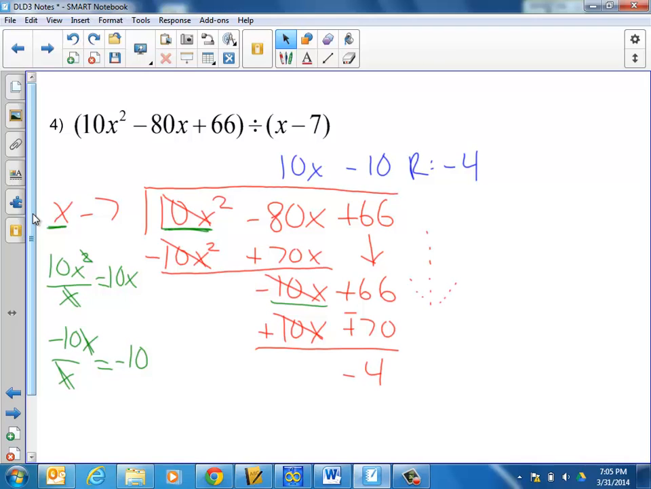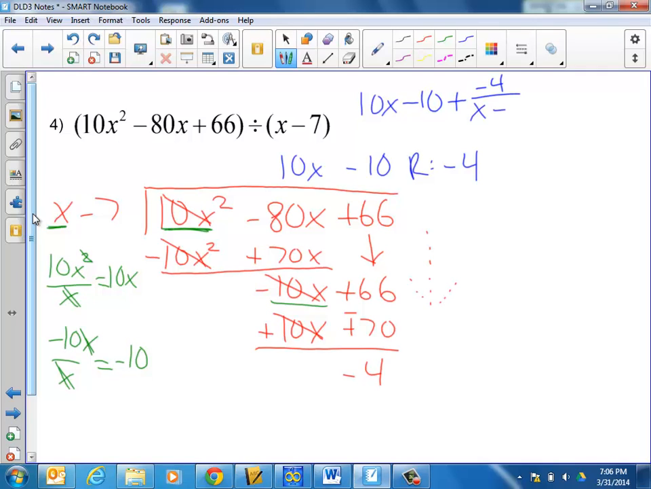Instead of saying remainder of negative 4, it's really best to say that we have 10x, and this is how I would like you to do this on the homework assignment, 10x minus 10 plus negative 4 divided through by x minus 7. That's the fraction that we were left with. And here, boxed in blue, is how you would write your final answer.